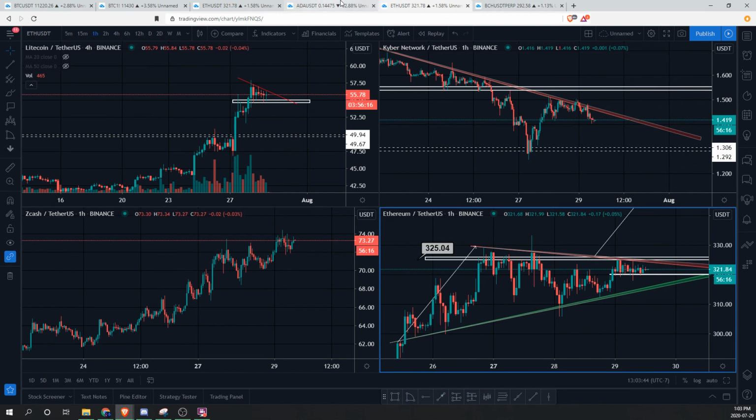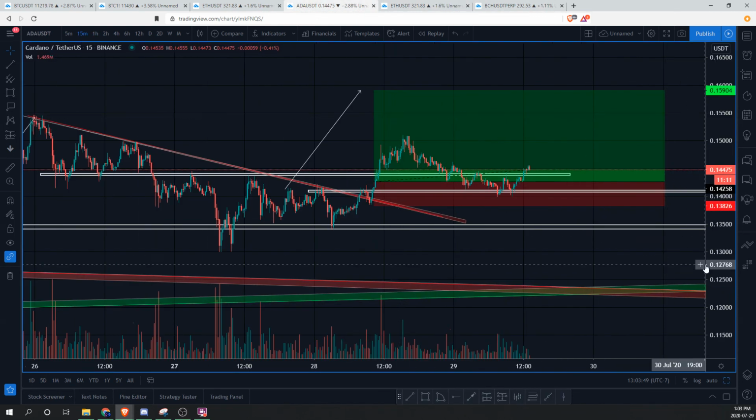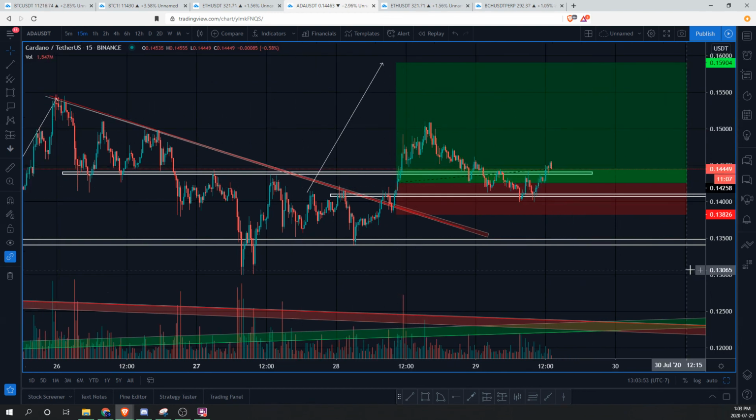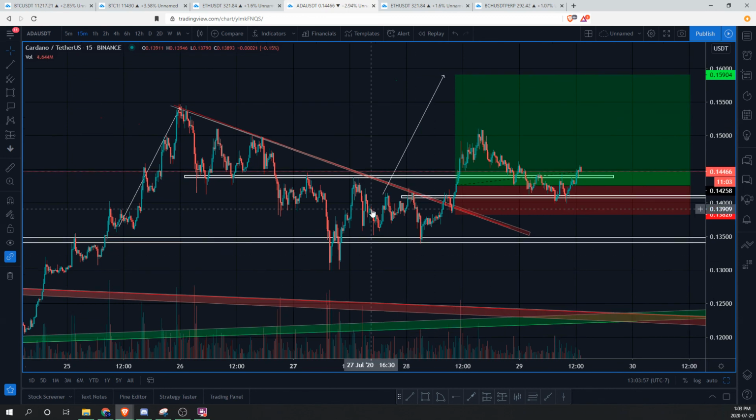So let's quickly look at the trade I'm currently in. I'm currently in ADA, or Cardano. Entered here, rode it up, came all the way back down. I accepted it at this point in terms of the risk I was taking on, and I still have pretty good confidence that it could still move to the upside.